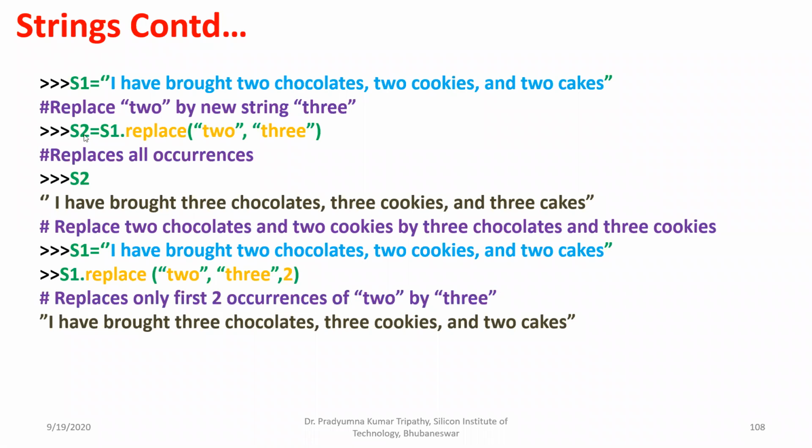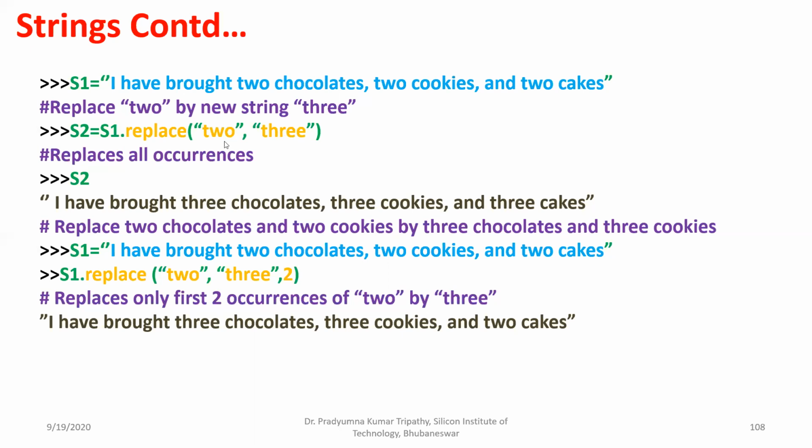So very simple. What I'll write is S2 equals S1 dot replace. S1 is the object, and this is the method, because I am writing object dot a function, that means this is a method. So object dot method: S1 dot replace 2 with 3. It replaces all occurrences. Wherever 2 is there, it will be replaced with 3.